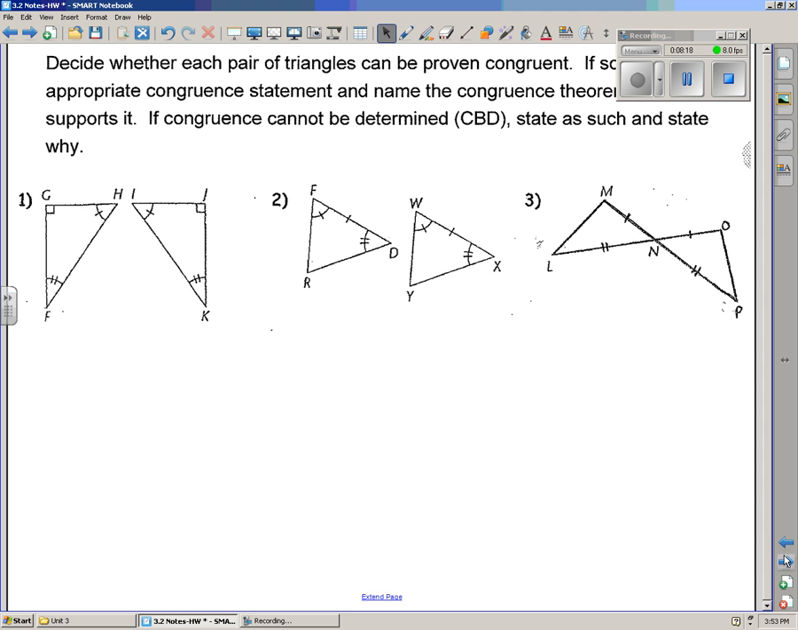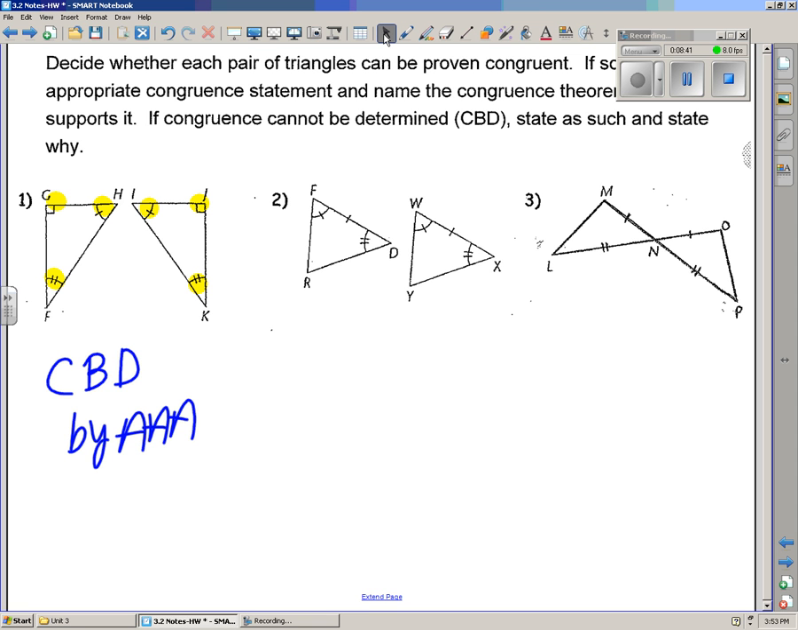So number 1, do we have 3 pairs of congruent markings in our drawing? And we do. We've got these angles here, and these angles here. So right now all that we're shown is AAA, and we know that AAA cannot be determined. So we cannot determine congruence of these triangles by AAA.